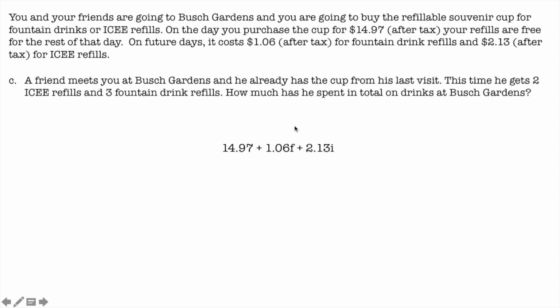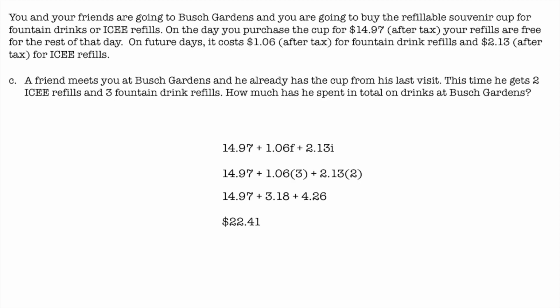And then you have the $1.06 for fountain drinks, and he gets 3 of those. So we're going to change the F to a 3. And $2.13 for the icy, and he got 2 icies, so we changed the I to a 2. And then we're going to multiply everything together, and we get $1.06 times 3 is $3.18. 2.13 times 2 is 4.26. And then the last step is to add everything together, and you'll get $22.41. And don't forget to make sure you have your dollar sign in front.